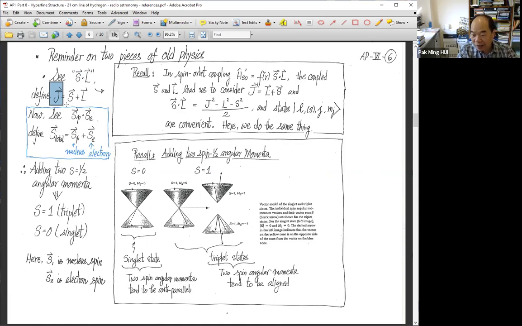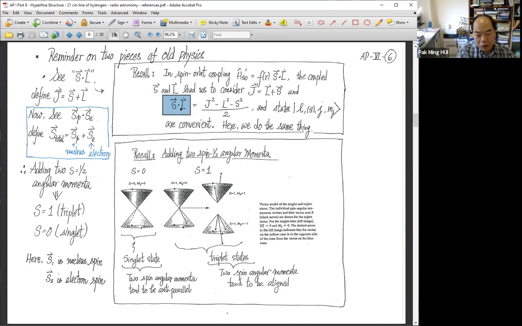So in our context now, we should have a total spin angular momentum. In the previous situation, we have S plus L. The second step is to dot into yourself. So J square is S plus L bracket square. Therefore, you will pick up a cross term. And we need this cross term.